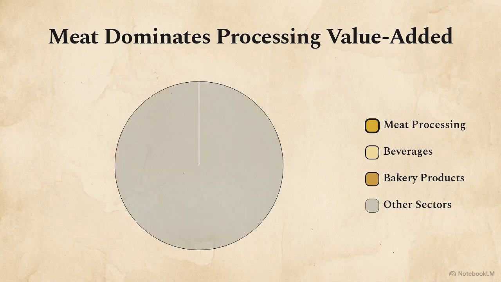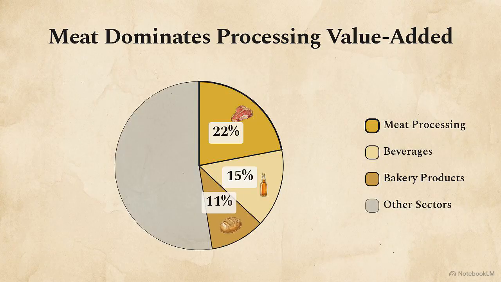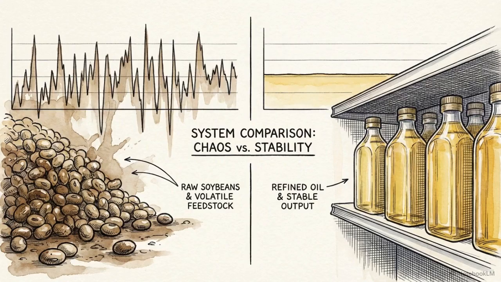This pie chart illustrates the composition of processing value added. Notice that meat processing dominates the sector, taking up a massive 22% of the total area. The next largest categories are beverages at 15%, followed closely by bakery products at 11%. Combine just those 3 categories, and they account for nearly half of all the value generated in the entire food processing sector. Form utility serves as the primary financial defense mechanism for processors, stabilizing margins against the volatility of raw commodity markets.